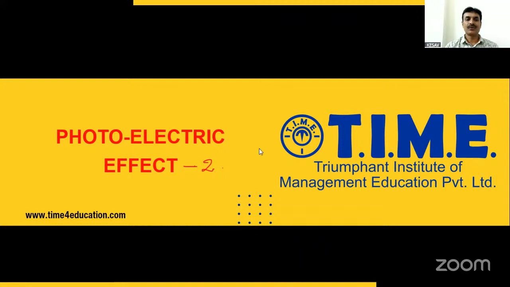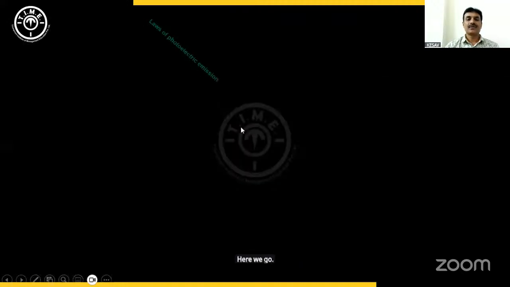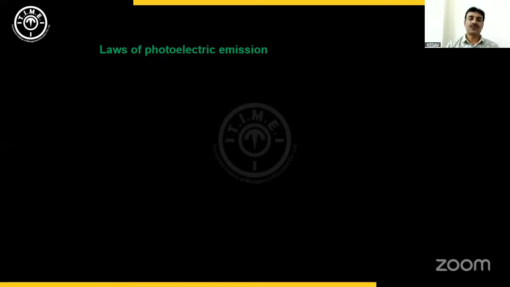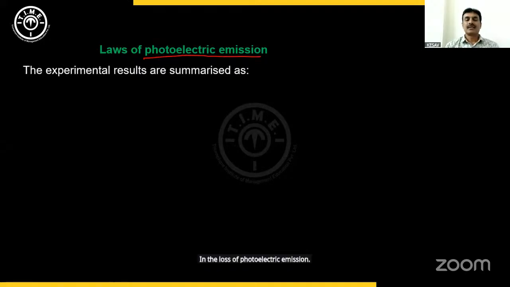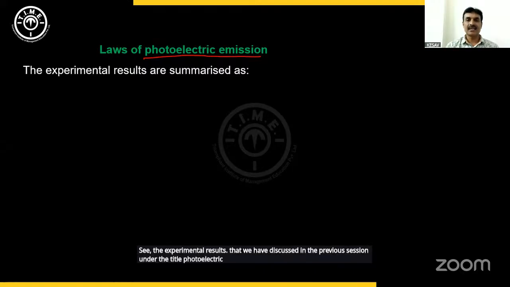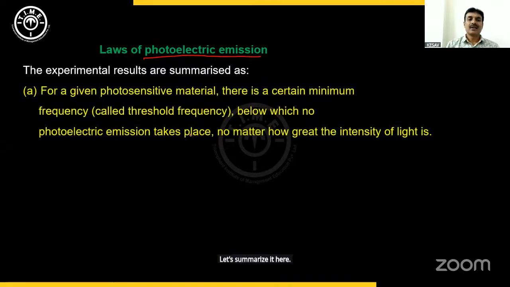Here we go. With the laws of photoelectric emission. See, the experimental results that we have discussed in the previous session under the title Photoelectric Effect are summarized here. For a given photosensitive material, there is a certain minimum frequency that is called the threshold frequency.